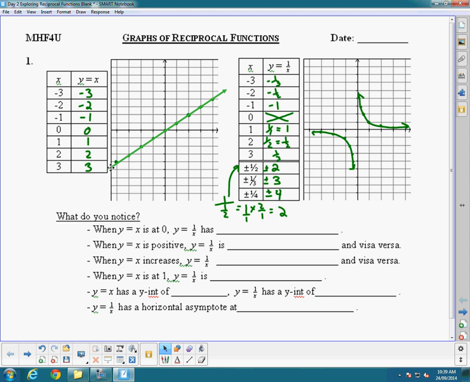So let's fill in the blanks here. When y equals x is at 0, right here, what happens to the reciprocal? So the 1 over x. Well, what happens at 0? Well, you flip it, and it's 1 over 0, which is not allowed. And so we have this imaginary line here where no x or y exists. That, of course, has a name. It's called an asymptote.